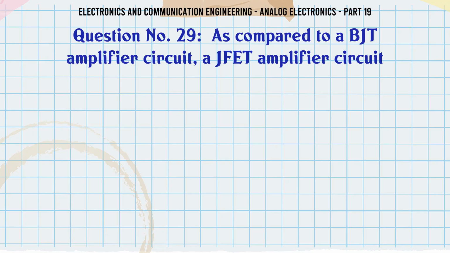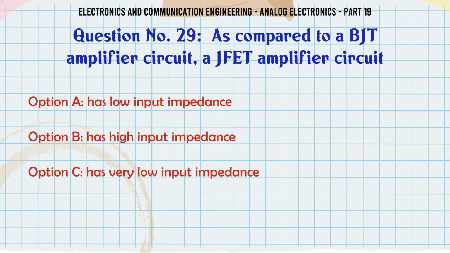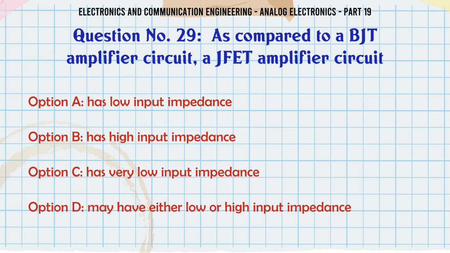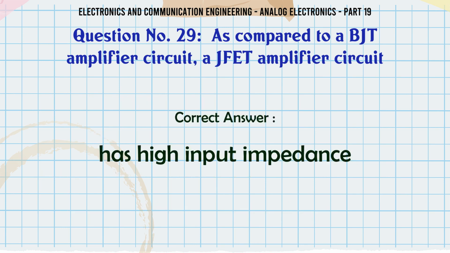As compared to a BJT amplifier circuit, a JFET amplifier circuit, A. has low input impedance, B. has high input impedance, C. has very low input impedance, D. may have either low or high input impedance. The correct answer is has high input impedance.